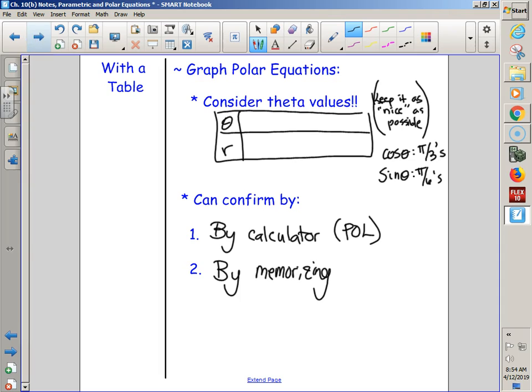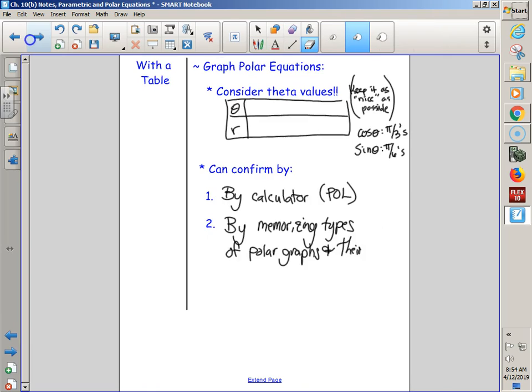memorizing the types of polar graphs and their corresponding equations. Which doesn't sound as much fun as a calculator, right? But it can still be useful, especially on a non-calculator part of a test. Although this is going to be a quiz.